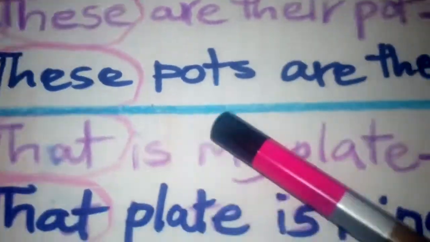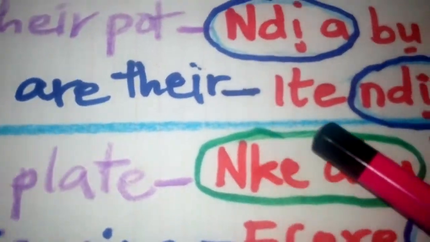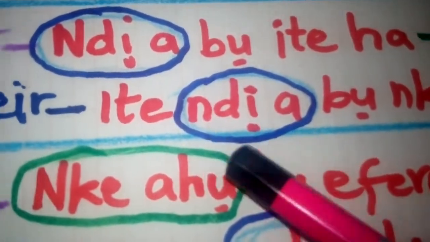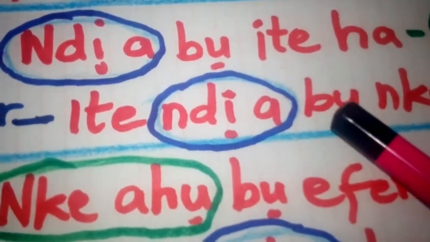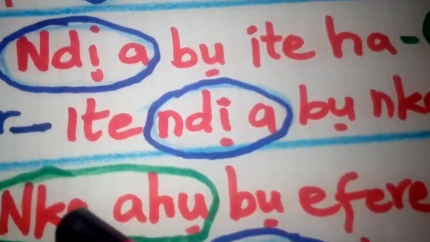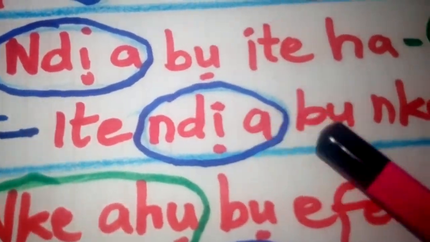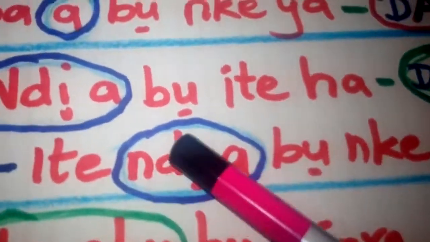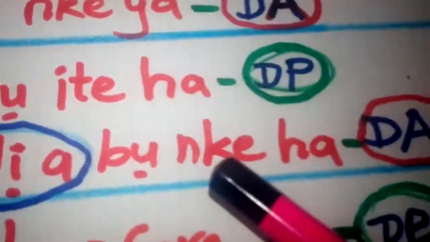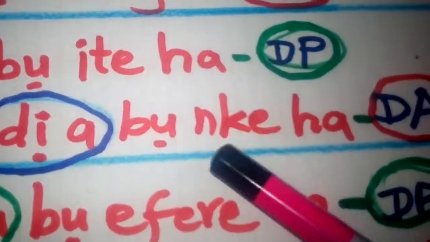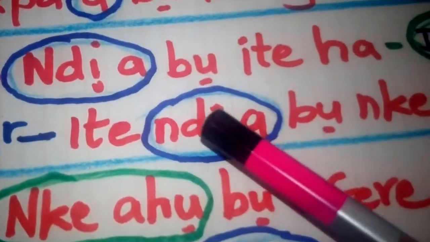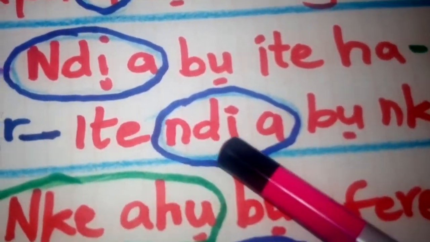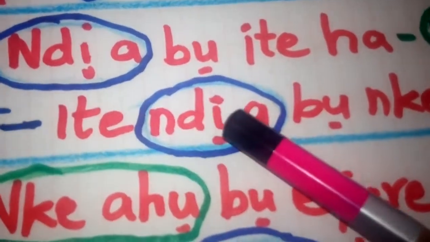Okay, so these pots are theirs. Ite ndia. You see, ndia or ita. You can say itea, or you say ite ndia bo, because it's in the middle. Okay, bo nke ha, bo nke ha. So you see, ite comes before the pointing demonstrative word.